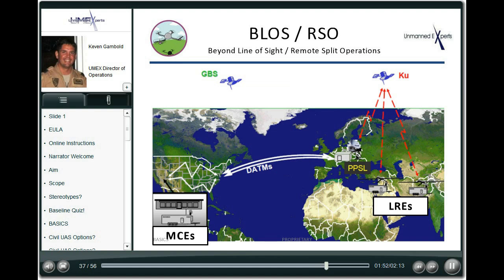ConOps. RSO, remote split operations, is what the US have termed it when you have both the mission and the launch recovery element separated as such. And it's slightly more complicated than that, as this diagram suggests. But needless to say, that is the classic BLOS operation that we see currently.